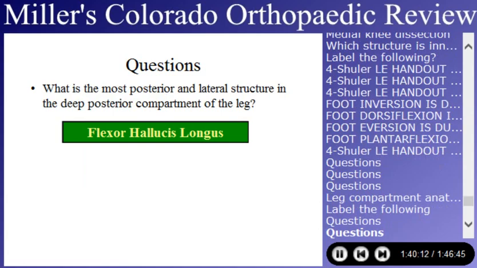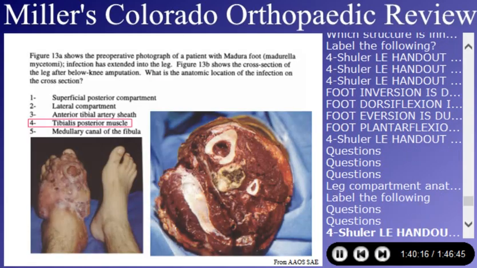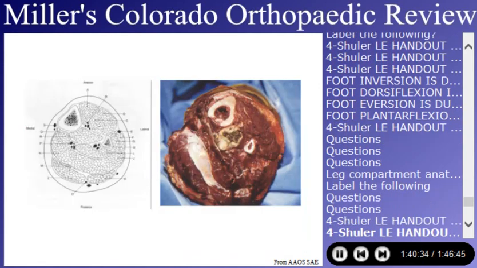And the reason why is shown on this exam question. It shows a preoperative patient with Madura foot, which I didn't know, extended into the leg. All they want you to know is the cross-sectional anatomy. What is the anatomic location of this infection? Well, this is in the deep posterior compartment. We already said the most lateral structure is FHL, so you already know that this is posterior tibialis. Knowing one thing helps you out so much.